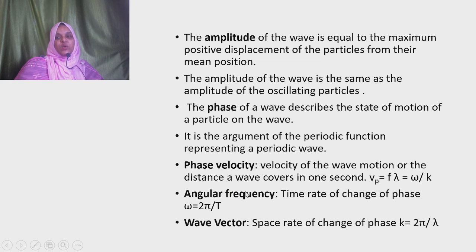Omega is the angular frequency. Angular frequency is the time rate of change of phase. Omega will be equal to 2 pi by T. Then we have k, which is the wave vector, which is also an important characteristic of a wave, that is the space rate of change of phase.